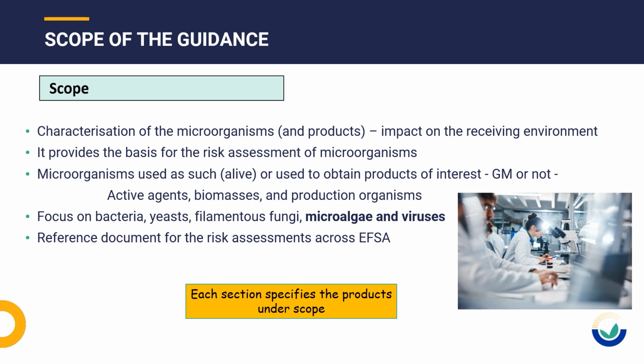This draft guidance should be seen as a reference document for the risk assessment of microorganisms intentionally added to food and feed across EFSA sectors. It is meant to provide support to applicants in the preparation of the technical dossiers in the context of an authorization procedure and to EFSA panel when assessing these dossiers. To ease the reading and favor full comprehension of the document, the products that are under scope of each section are specified at the beginning of the section.